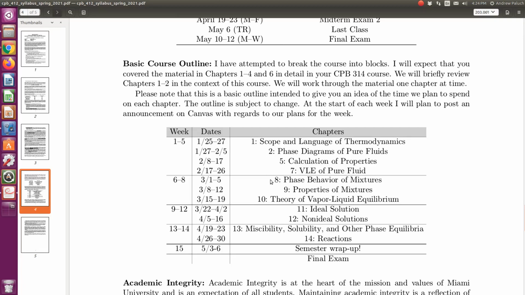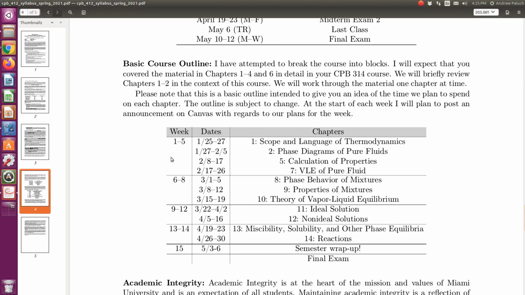Chapters 1 through 12, so we skipped the material that was covered in 314. So the way the textbook's set up, chapters 1 through 7 deal with pure component systems and would ideally be covered in Thermo 1. Okay, but we'll spend the first 5 weeks going through chapters 1, 2, 5, and 7. So then what we need to make sure we get through is we're definitely going to get through chapter 12. Okay, so we'll cover up through chapter 12. And then 13 and 14, we'll probably just get a basic introduction in the last week or so of the semester.